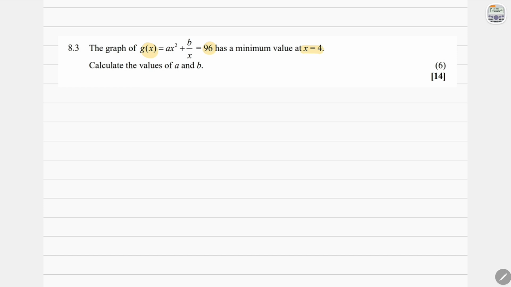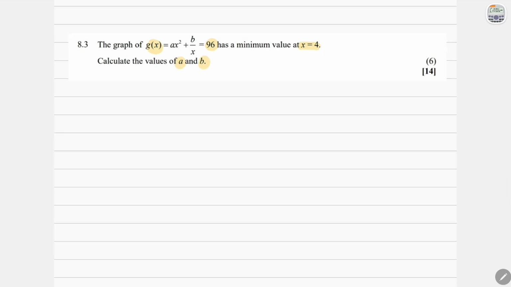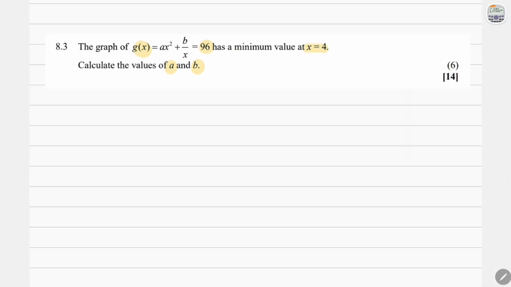Okay, so they want us to calculate the values of a and b. At this point, you would probably notice that in order to find two missing variables, you need two pieces of information or two ways to form two equations. And they've actually given us this. They told us that this graph has a minimum at x equals 4. So it means that we have this graph g of x, and at 4, the y value that corresponds to this is 96, and that there is a minimum at this point.